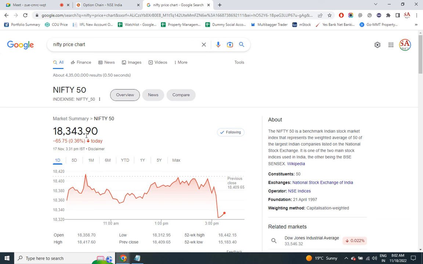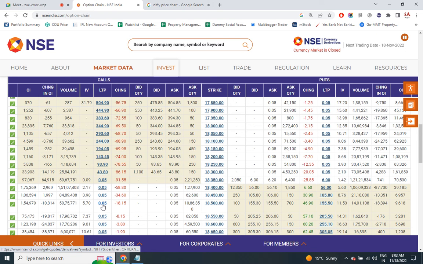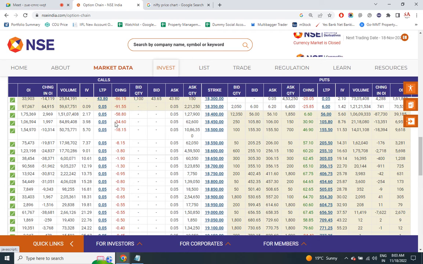So call expiry of 18,300 will have a premium of around 43 rupees. Call expiry of 18,200 will settle at a premium of 143 rupees. How? 18,343 minus strike price. That would be the premium settlement price. See here. Got it? 143, 43. That's how all these are there, and this is all 0, 0, 0. Clear? All of them have become 0.